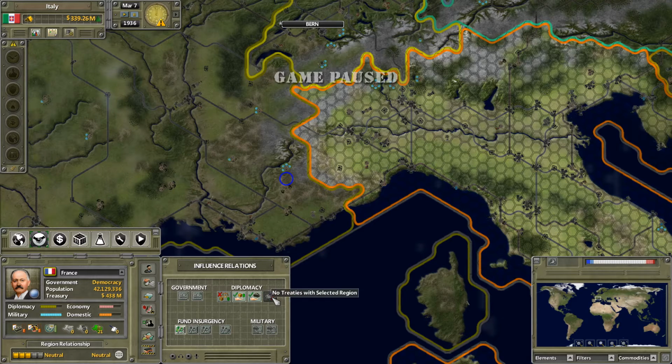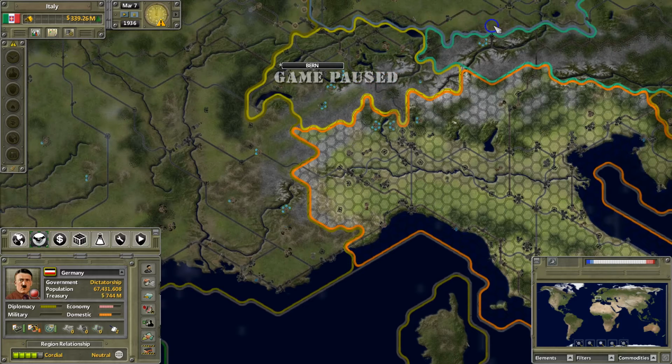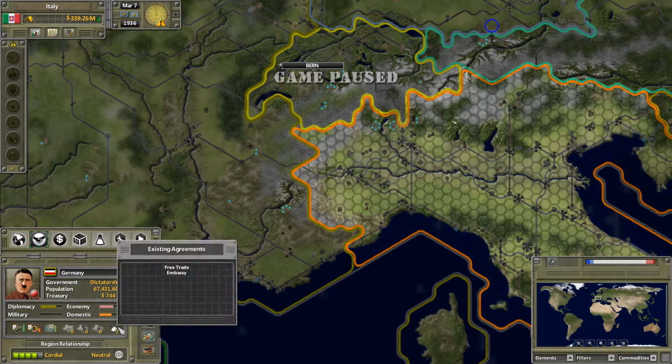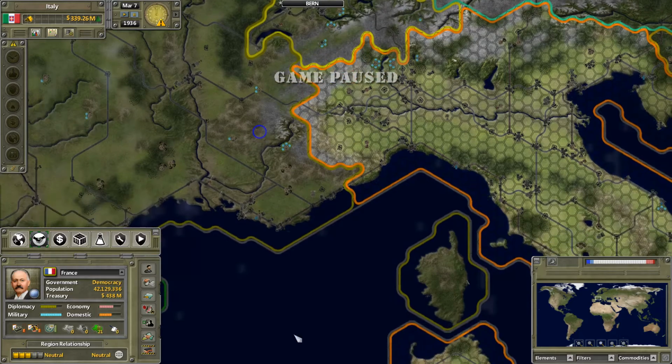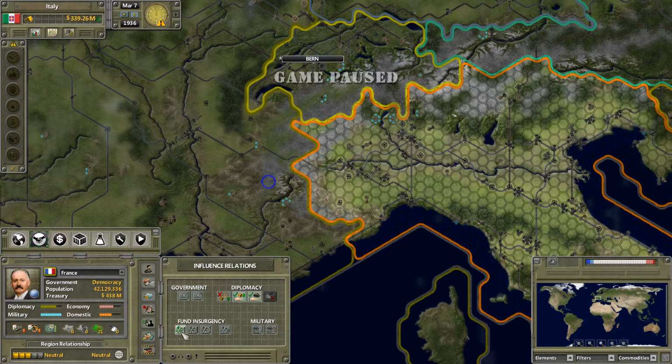And we actually don't have any treaties with France, which is a bit odd. Usually you'd have embassy at least. For example, with Germany we do have free trade and embassy, but on the other hand we are dictatorship, and France is democracy. So that might have something to do with it. And then there's the fund insurgency. If you want to cause more troubles for them, and also it will give you casus belli. Same with the support opposition. You can get casus belli, which we will touch in just a little bit.